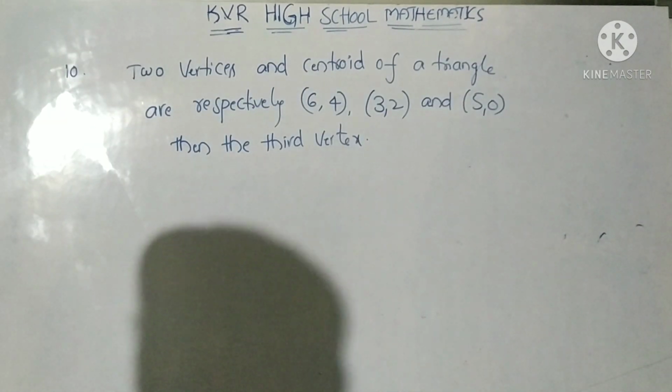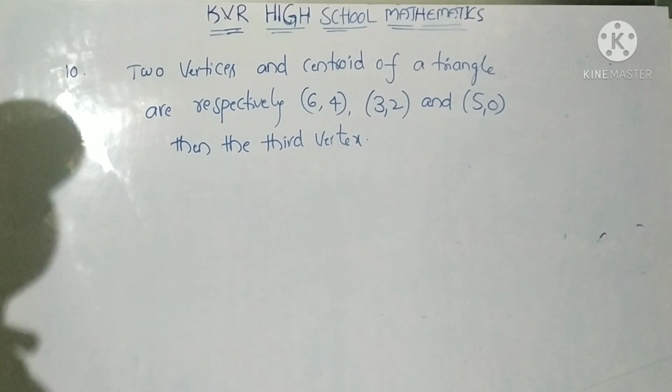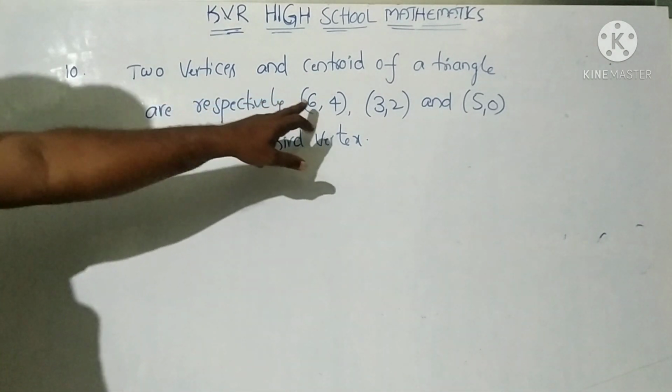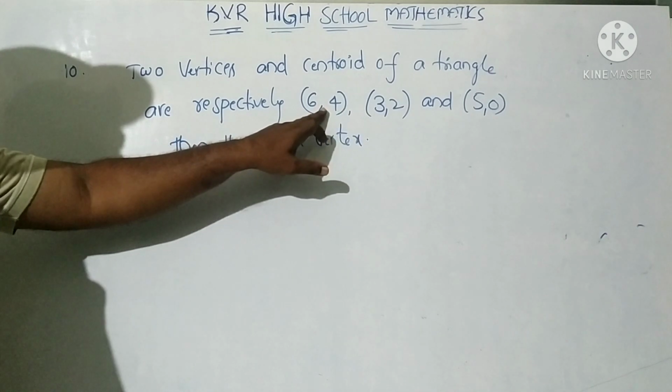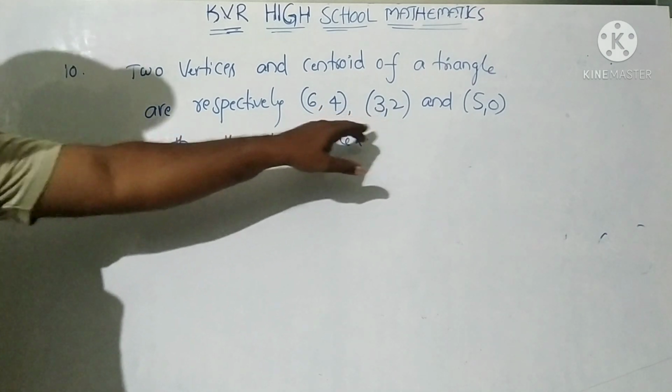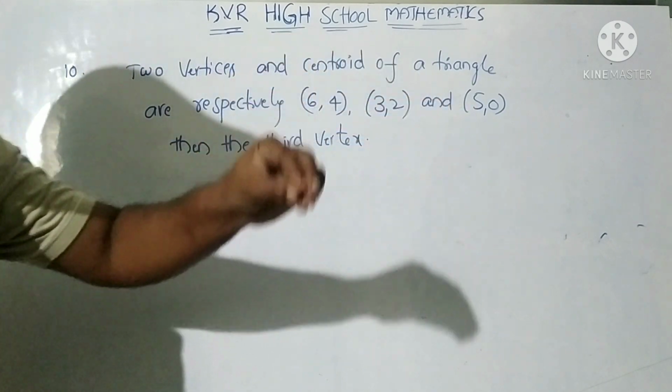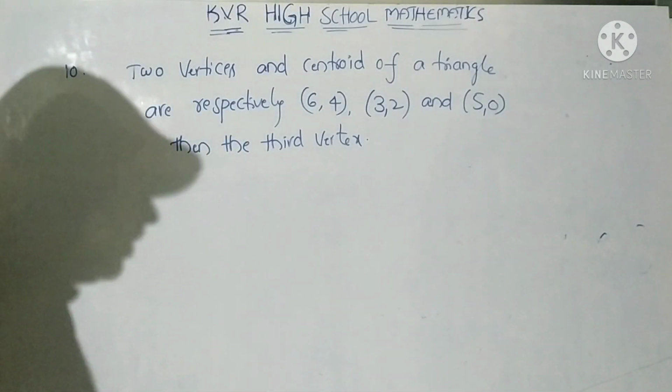Next question. Two vertices and the centroid of a triangle are respectively 6, 4, 3, 2 and 5, 0. So the given two vertices are 6, 4 and 3, 2. Next, the centroid is also directly given. So what is the third vertex of the triangle?